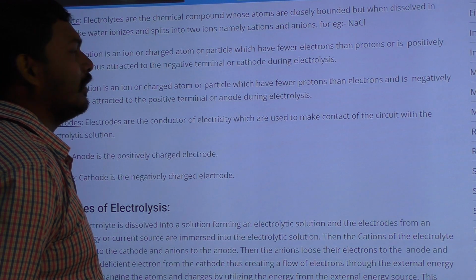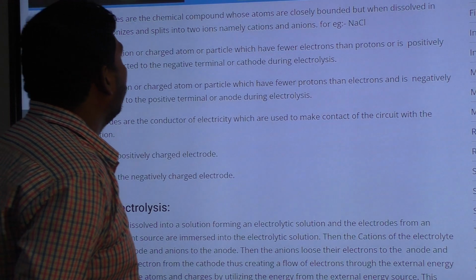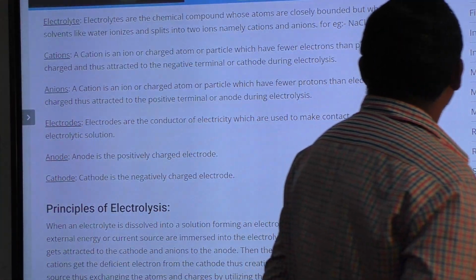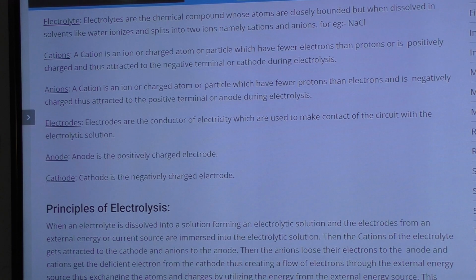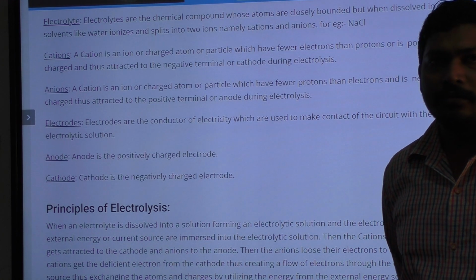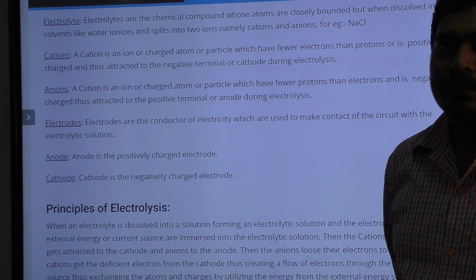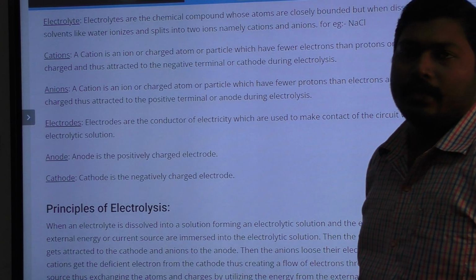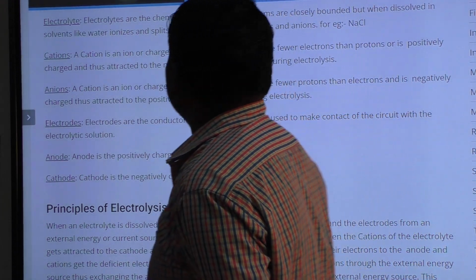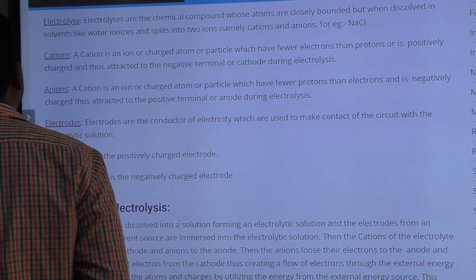Electrolytes are chemical compounds whose atoms are closely bound, but when dissolved in solvents like water, they ionize and split into two ions, that is anion and cation. For example, NaCl. And what is cation and what is anion?